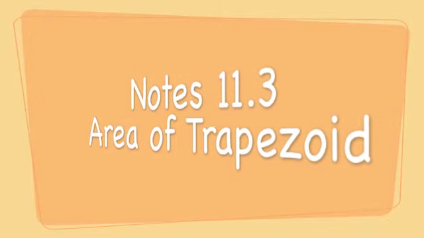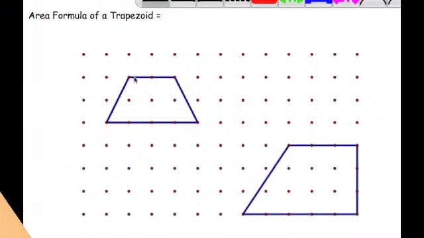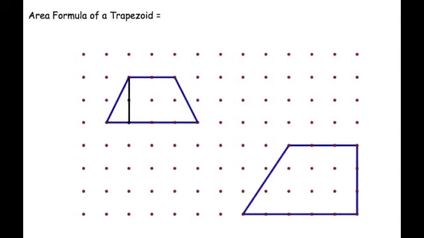Section 11.3, area of a trapezoid. So again, we're going to do the area formula for a trapezoid using the area formula of a rectangle, where it's going to be base times height. But this time we're going to use the median of a trapezoid.